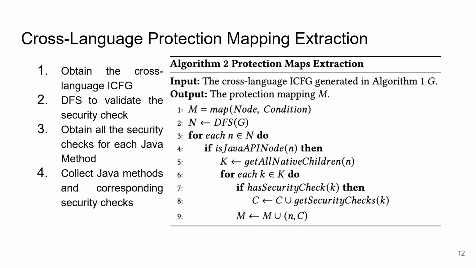After obtaining the cross-language SFG, we use a DFI strategy to check if there are copies between Android APIs in the Java API framework layer and security checks in the native library layer. For each node in the SFG, if it's a Java node, we will collect all its native children and obtain the security checks. Finally, each pair of Java API node and its corresponding security checks on the native side will be added into the protection mapping.